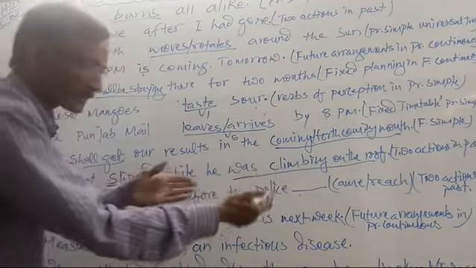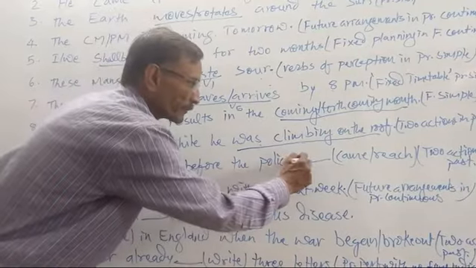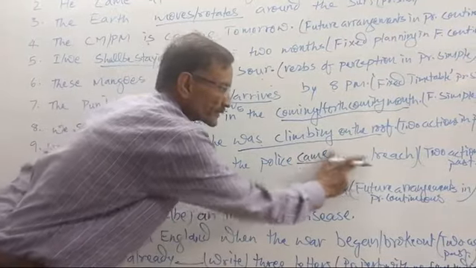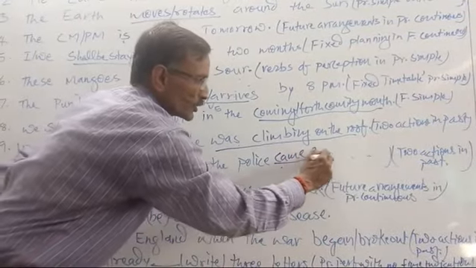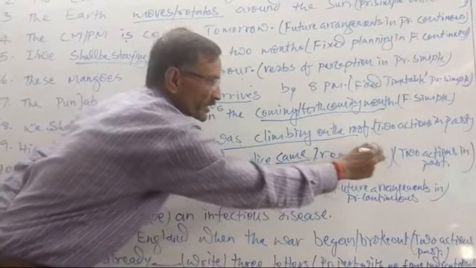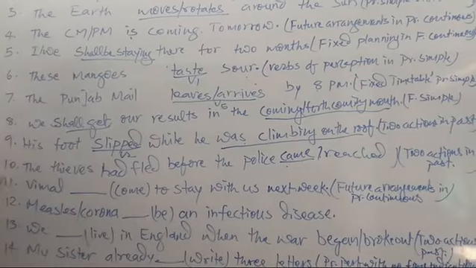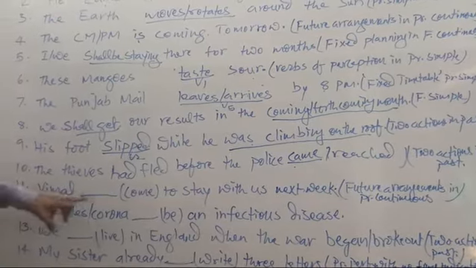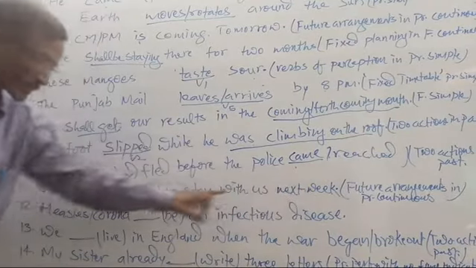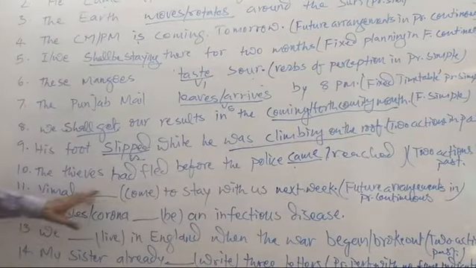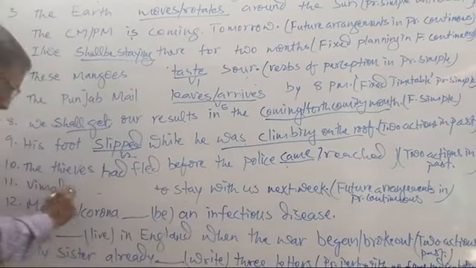The next action will be coming in V2 form, like came. Police came or reached. Came or reached, like that. We have to see the cases first, how the actions are going on. The 11th is Vimal dash come to stay with us next week. Future arrangement in present continuous basis. So it will become Vimal is coming.